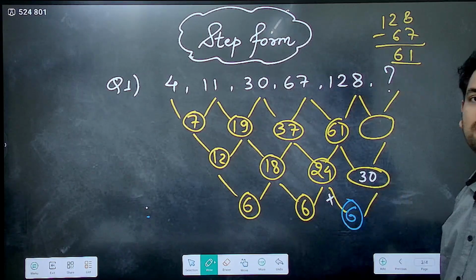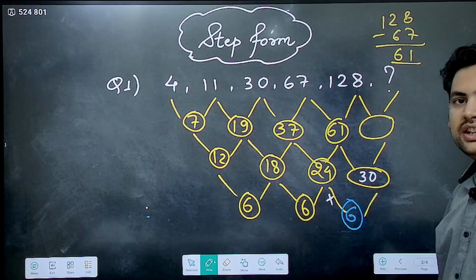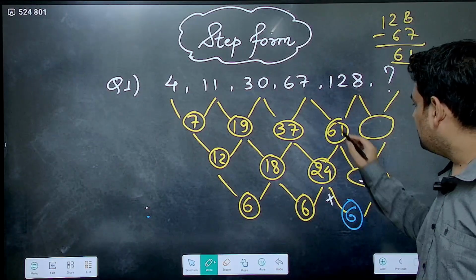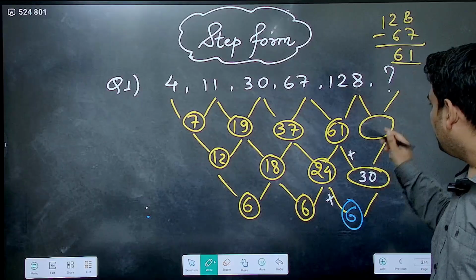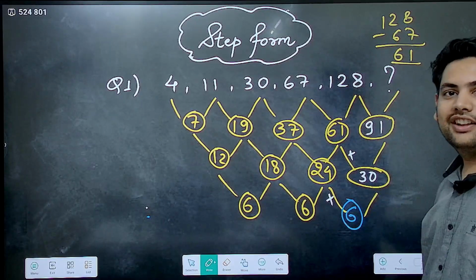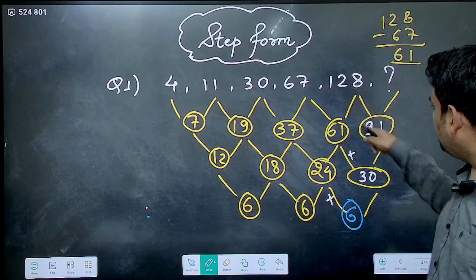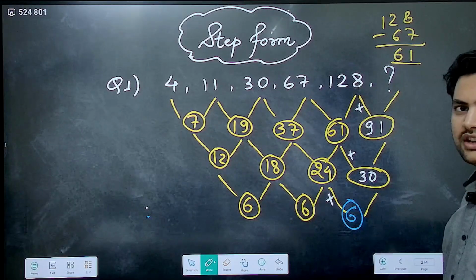30. 24 plus 6, what do you get? 30. Same thing you do here also. 61 plus 30, what do you get? 91. Correct? We are just backtracking it. Then 128 plus 91, what do you get?